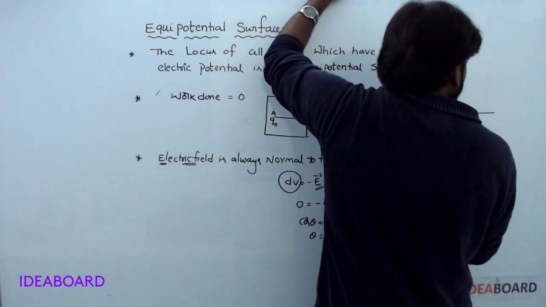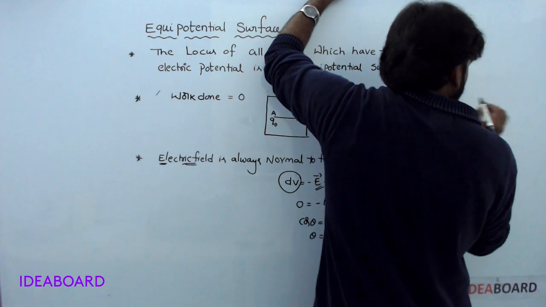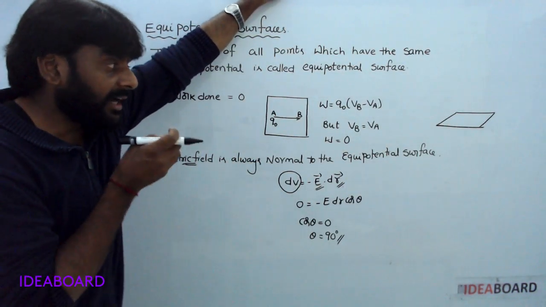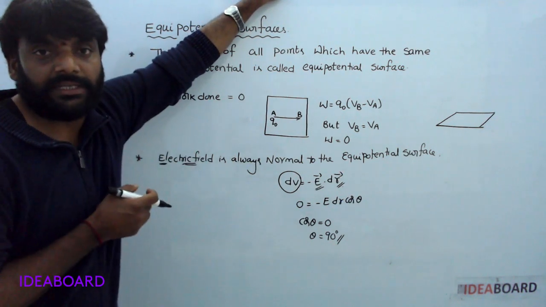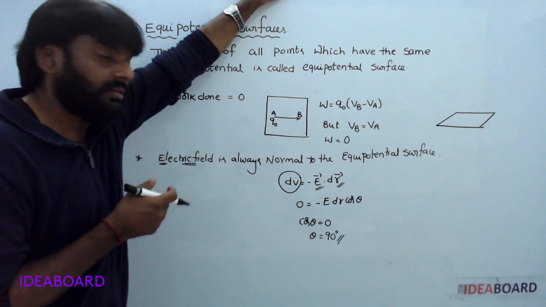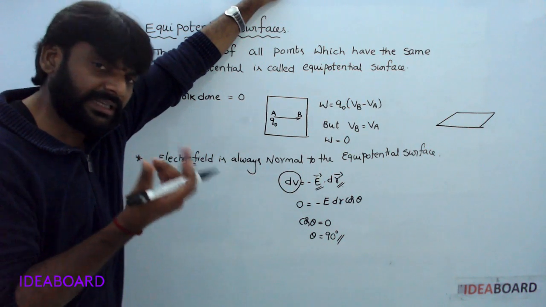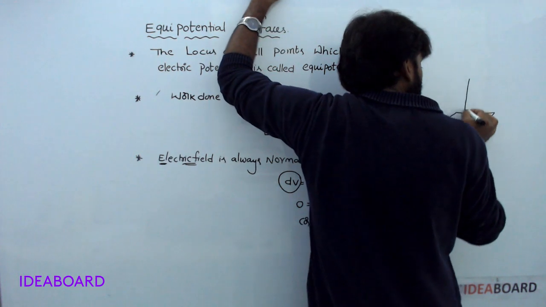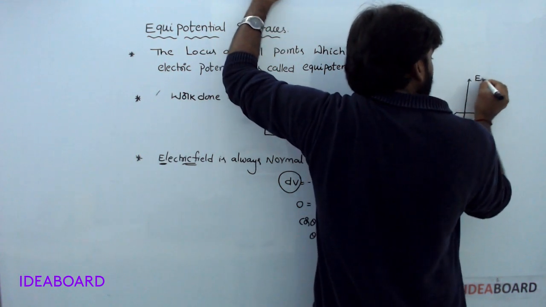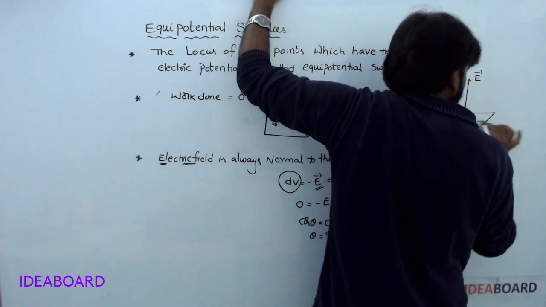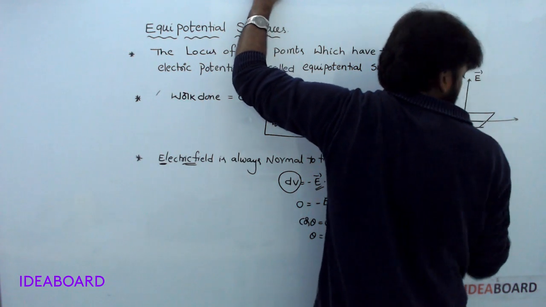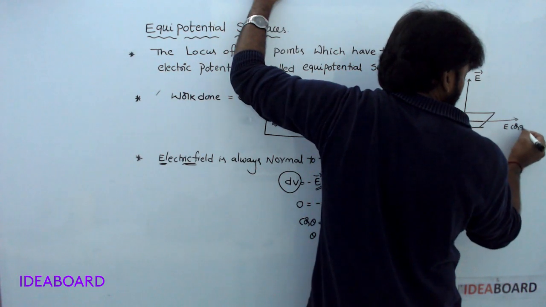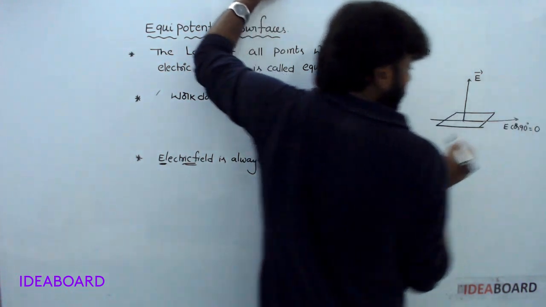What is the electric field component along the equipotential surface? Think simply. Electric field is always normal to the equipotential surface. Here we are asking for the component along the equipotential surface. What about this component here? E cos 90 degrees, that means 0.